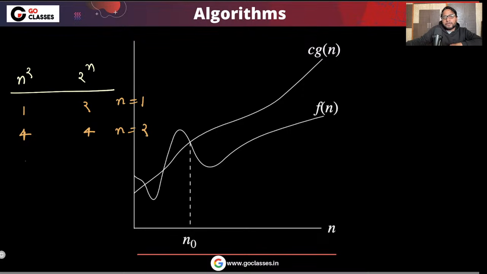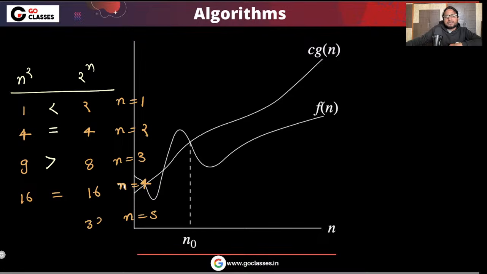For n equal to 3, what is happening? This is 3 power 2, which is 9. This is 2 power 3, this is 8. So for n equal to 3, I think this is greater, right? So n equal to 3, this is greater, this is equal, this is greater. Now for n equal to 4, this will be 16, and this is again 16, right? So both are again equal. But for n equal to 5, this is 32, this is 32, this is 25. And from now onwards, if you check, this will be only greater.